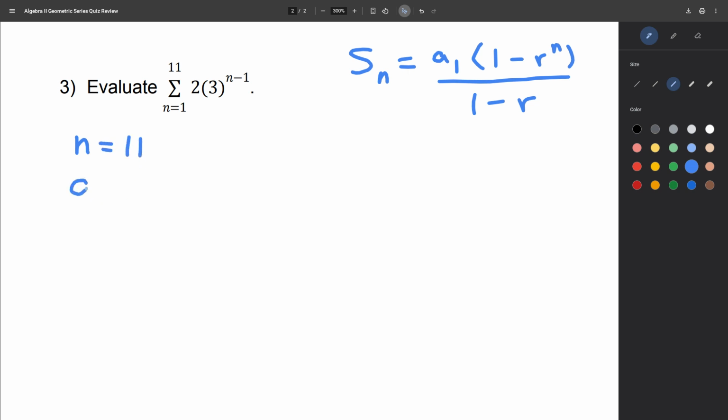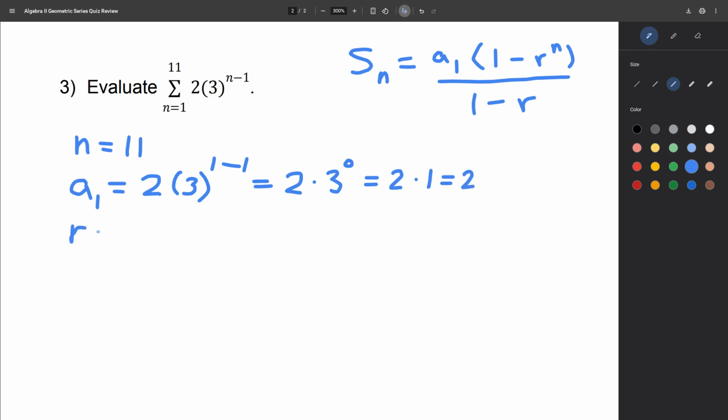The first term, that's going to be when n equals 1. So 2 times 3 to the 1 minus 1 power. 1 minus 1 is 0. So 2 times 3 to the 0 power. Any non-zero base to the 0 power is 1, so it's 2 times 1, which is 2. Okay? And then the common ratio, every time you increase n, we multiply by 3. So the common ratio is 3.